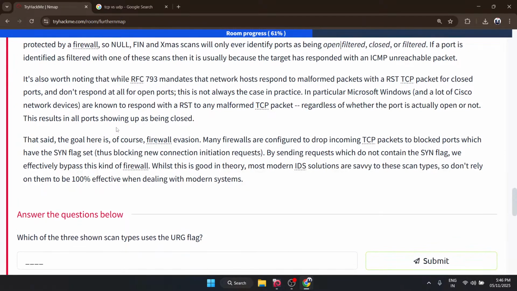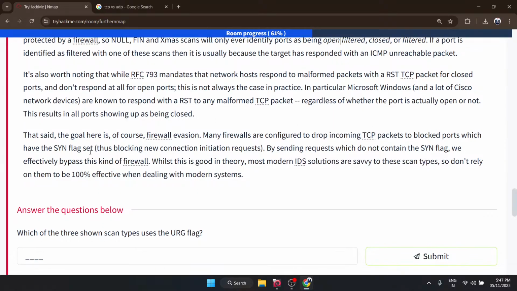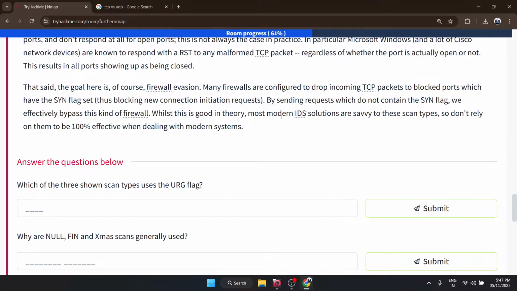The goal here is, of course, firewall evasion. Many firewalls are configured to drop incoming TCP packets which have the SYN flag set, thus blocking new connection initiation requests. By sending requests which do not contain the SYN flag, we can effectively bypass this kind of firewall. Most modern IDS solutions are savvy to these kinds of scans, so don't rely on them being 100% effective when dealing with modern systems.